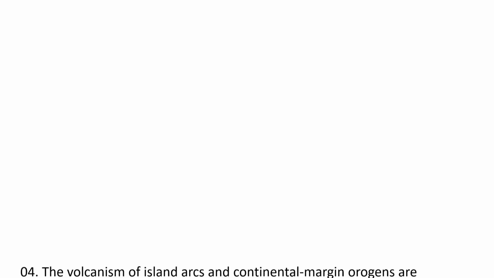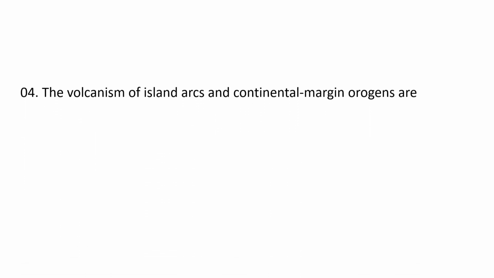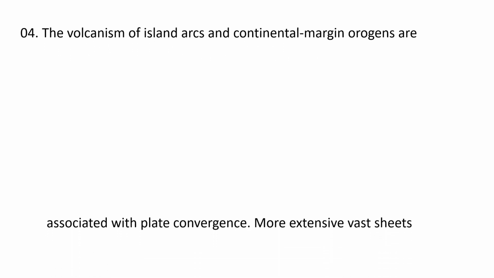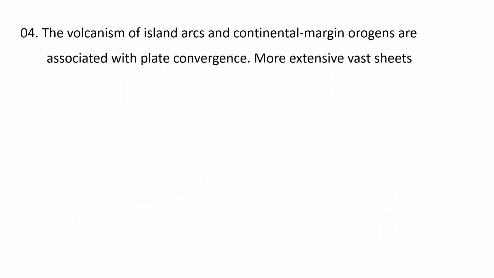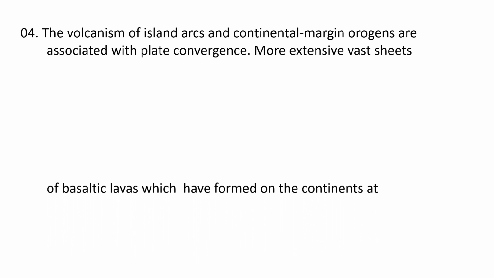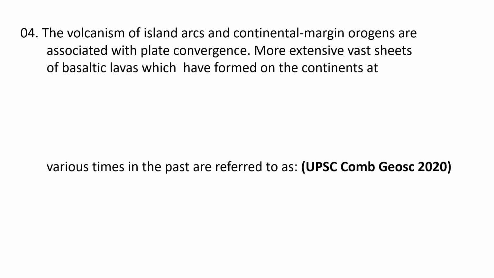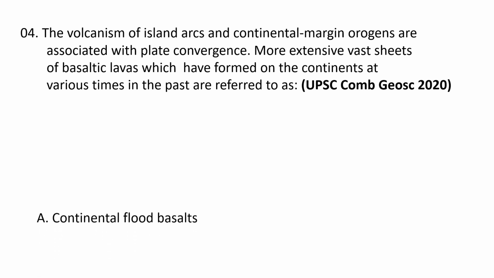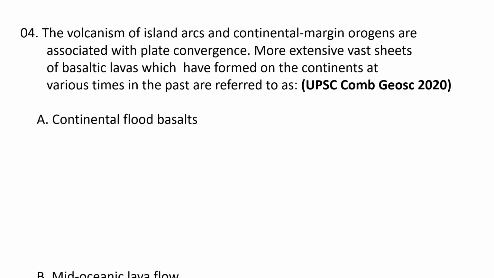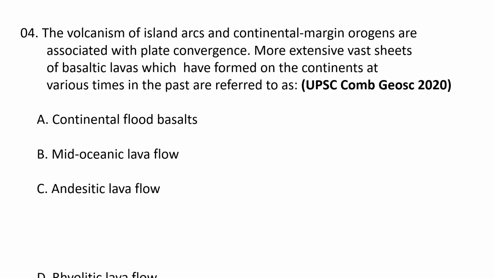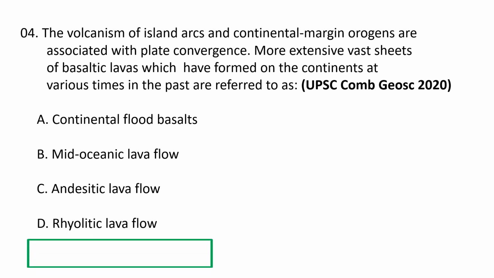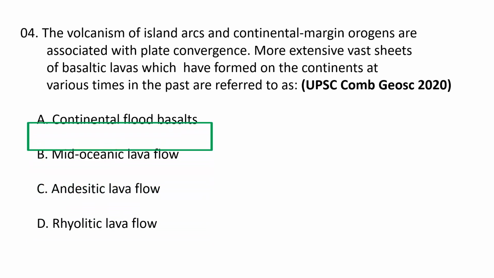Next question. The volcanism of island rocks and continental margin erosions are associated with plate convergence. More extensive vast sheets of basaltic lavas which have formed on the continents at various times in the past are referred to as A. Continental flood basalts, B. Mid-ocean lava flow, C. Andesitic lava flow, D. Rhyolitic lava flow. So the correct option is A.